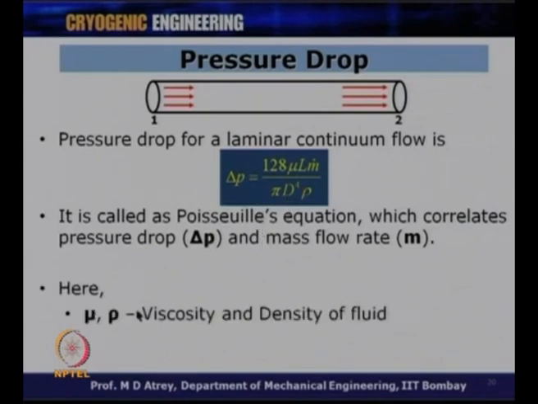Here mu and rho are viscosity and density of the fluid, while L and D are the length and the diameter of the tube, and delta P is directly proportional to the length, and delta P is inversely proportional to the 4th power of D as far as we are talking about laminar continuum flow.